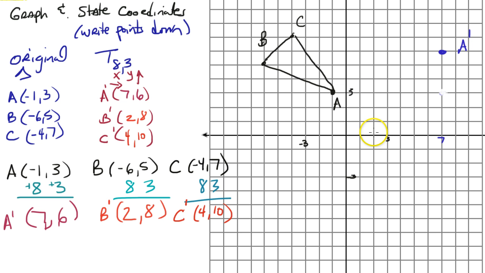So I'm just going to go through the points this way. So 2, 8. 3, 4, 5, 6, 7, 8. B prime. C prime, 4, 10. Mine's off my graph a little bit. I'll put it right there. Oh, that was a rough one. Try that again. Last call. Third time's the charm. And that's C prime. And that's how we state the coordinates.